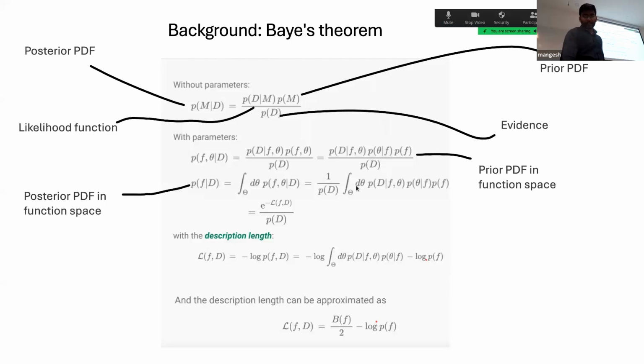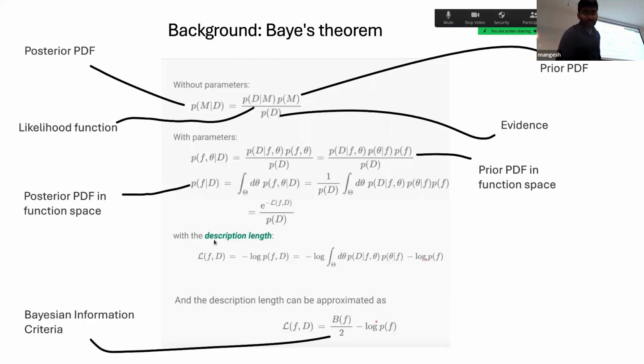All right, so they integrated it. You got this evidence term here. Then we have the prior PDF in function space here. And we split the prior probability of parameters given the function. Next, what they do is they define a term called description length, which is defined here, L, which is a function of the functions or the equations we are going to try to fit, and the data, and it's written as minus log p of function and data.